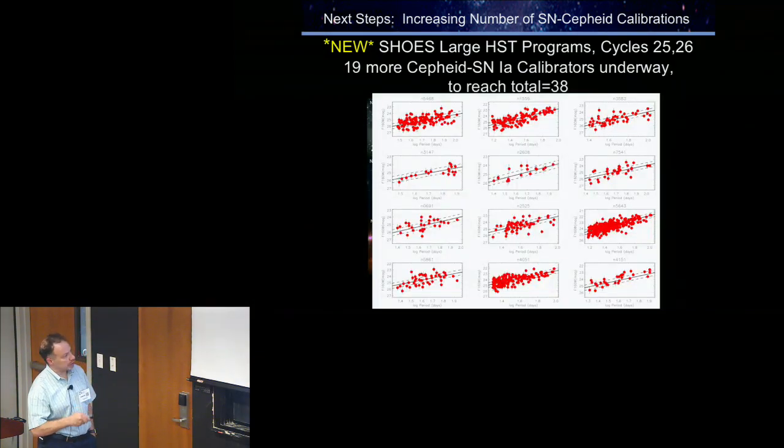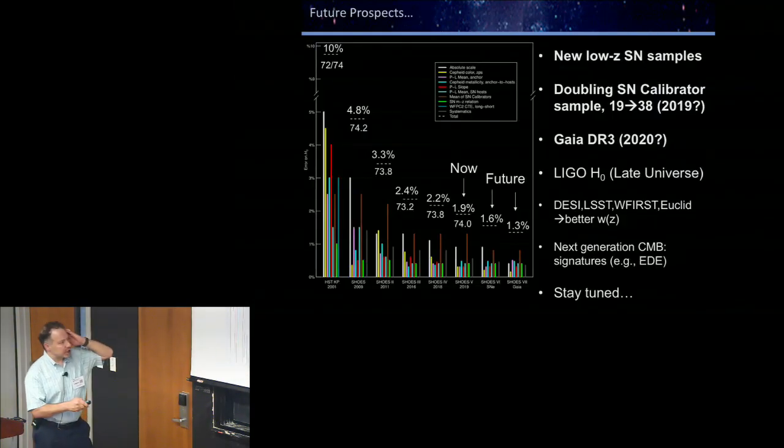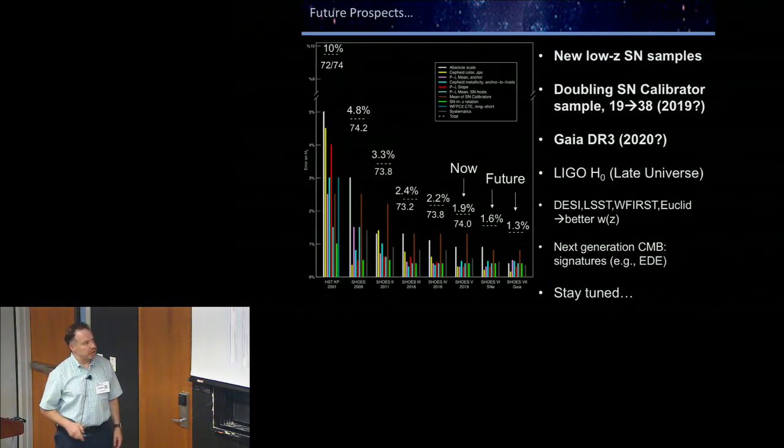But here are some period luminosity relationships in the next couple of years. I showed you our progress up until this point. We have 2 big improvements that we expect in the next year or so: the doubling of the supernova sample, and when Gaia Data Release 3 comes out. These should occur in the next year. That will get our approach to about 1.3%, and that's about as well as we know how to do.